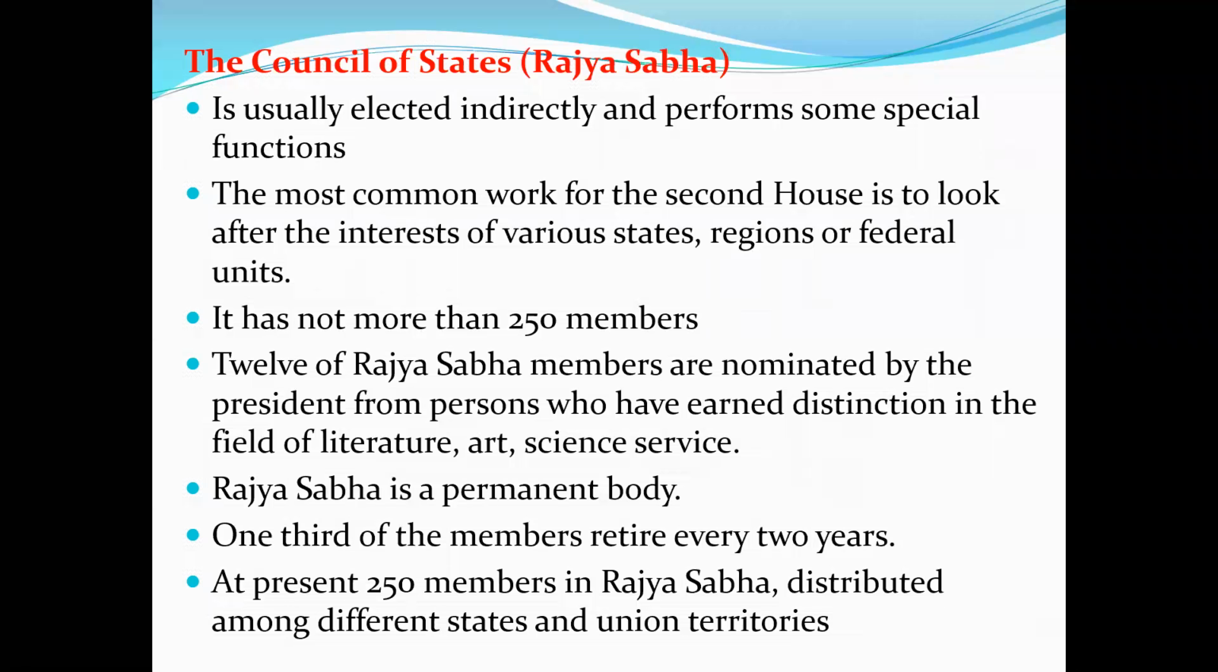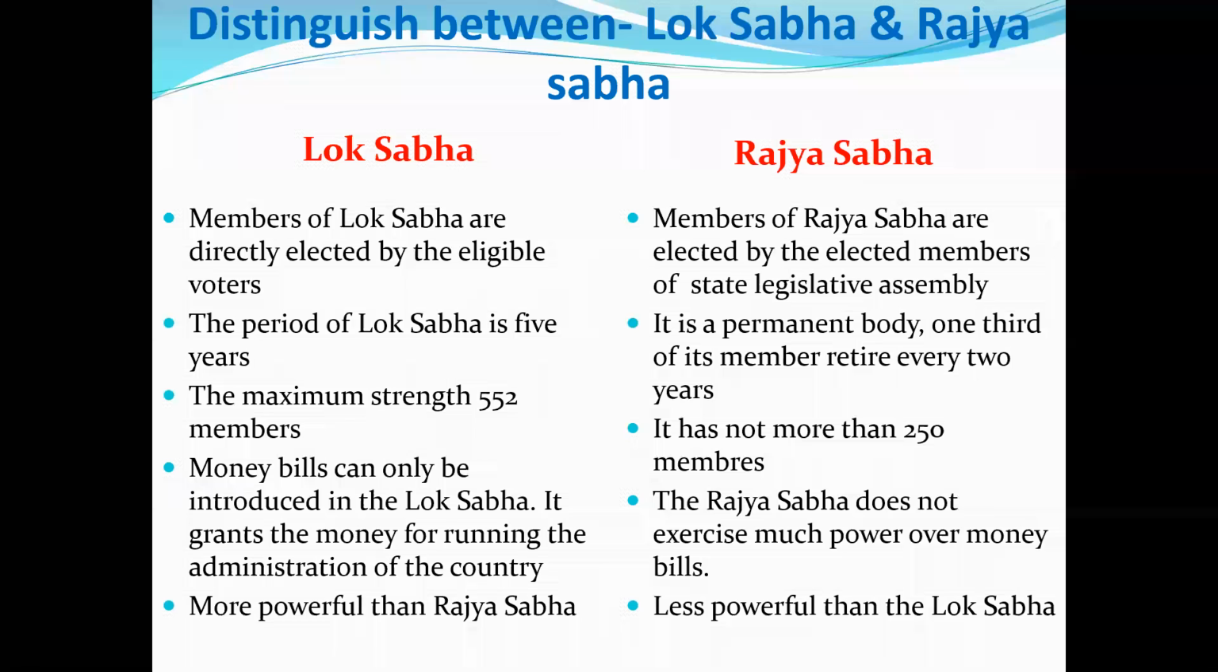राज्य सभा कभी भी डिसॉल्व नहीं होता because it is a continuous process. One third of the members retire after 2 years. So again one third are elected, again retired, again elected. So this continuous process continues. And the tenure of a Rajya Sabha member is 6 years. Rajya Sabha is a permanent house. At present, 250 members in Rajya Sabha are distributed among the different states and union territories.